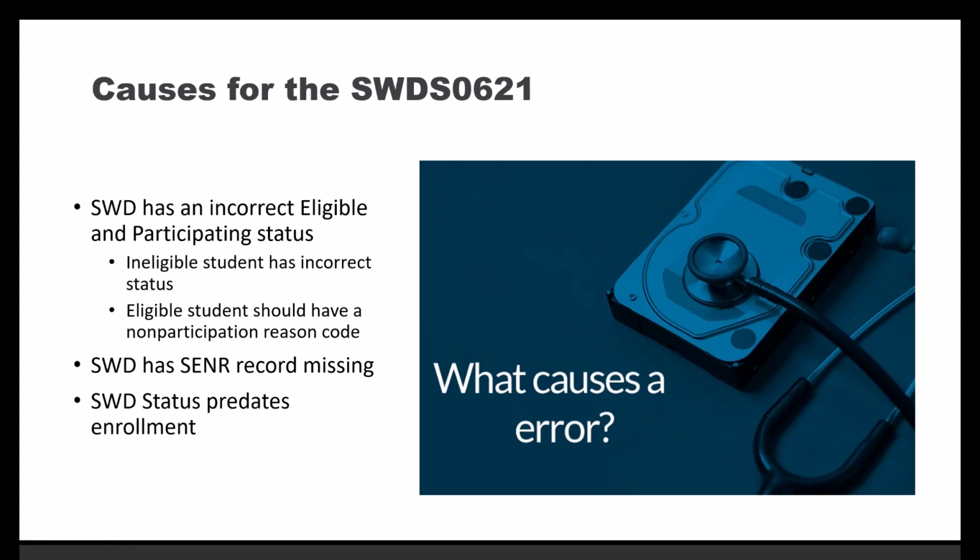So what are the possible causes for the SWDS0621 error? A student with disability has an incorrect eligible and participating status. A student may be ineligible and has the status of eligible and participating, or an eligible student should have a non-participation reason code, so the student is eligible and not participating. Another problem may be the student with disability has the enrollment record missing, or the student with disability status predates the enrollment. So remember that for students with the eligible and participating status, that status date has to be on or after the enrollment for the student.